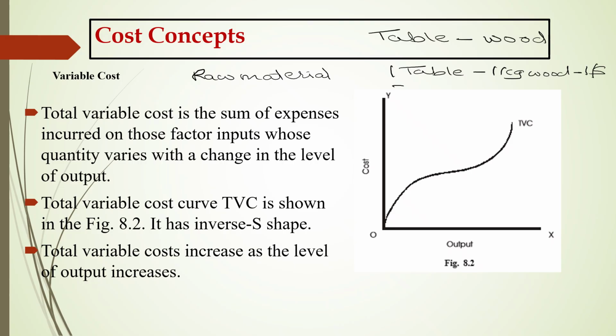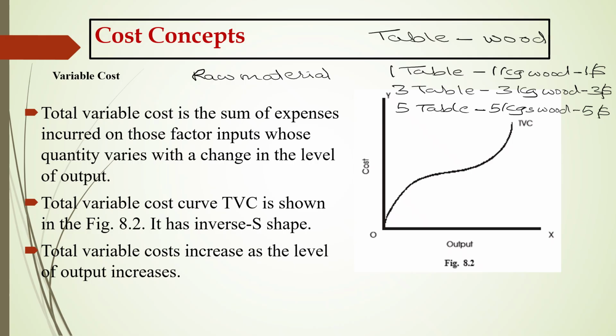If I make 3 tables, I need 3 kg of wood, and 3 kg of wood will come for $3. If I make 5 tables, output is 5, so I need 5 kg of wood. So for 5 kgs of wood I have to pay $5.